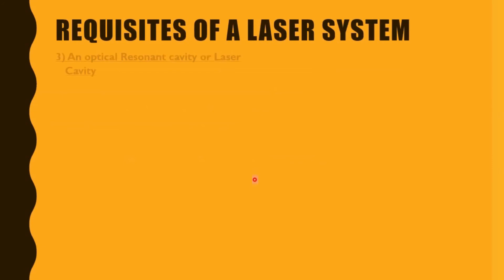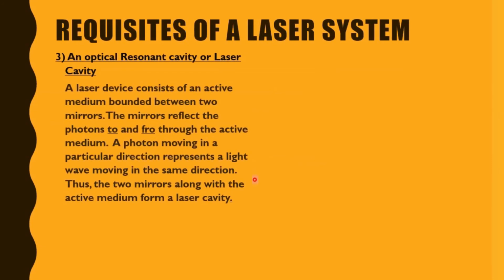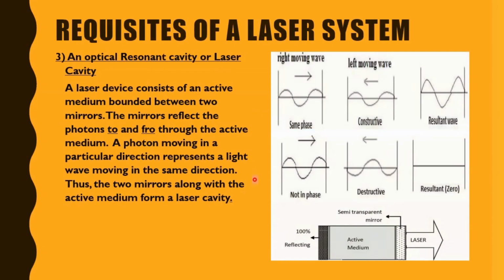The next and the last is an optical resonant cavity or laser cavity. So a laser device consists of an active medium bounded between two mirrors. The mirrors reflect the photons to and fro through the active medium. A photon moving in a particular direction represents a light wave moving in the same direction.